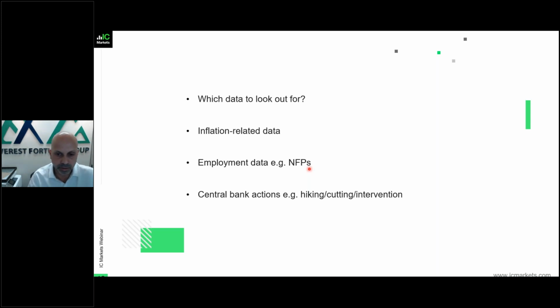So we also have to take note of what central banks are doing in terms of monetary policy actions. Are they hiking, cutting, or intervening in the open market? For example, the Bank of Japan actually intervened in the currency market last year, around October, because the yen was getting devalued very significantly. But let's just switch over to the chart, because that'll be much easier to explain.